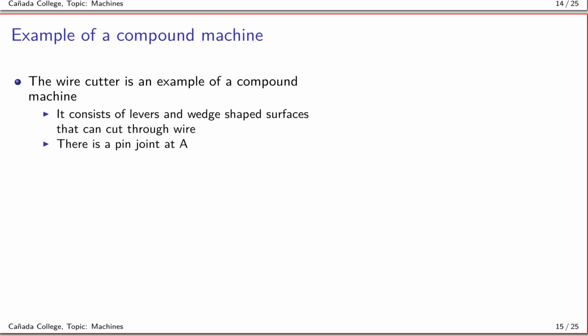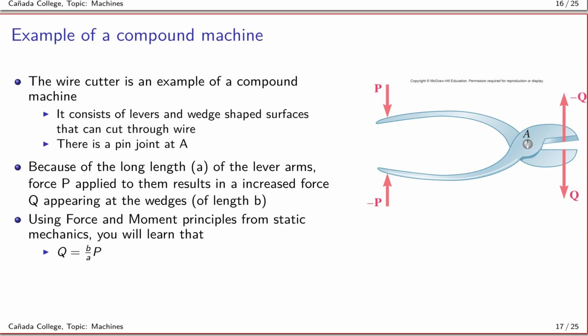It is something that you may have used yourself, and that's a wire cutter. So shown in this image is a wire cutter. It consists of these two lever arms that are held together at a pin joint at A, and then on the other side of the pin joint are these two what one would call the cutting edges, which are basically wedges. And so this is a simple machine here in the form of a wedge, and these are simple machines here in the form of levers. Okay, so you have two simple machines that are coming together to form a compound machine.